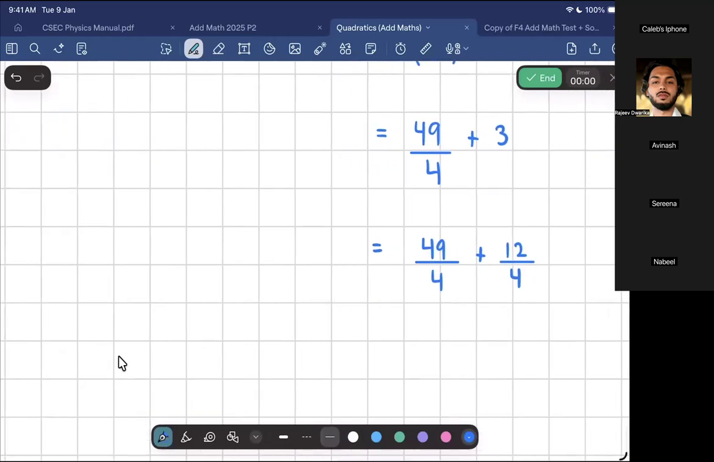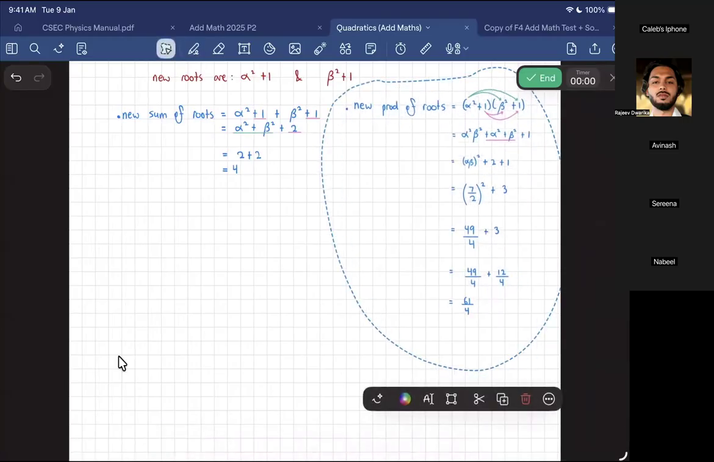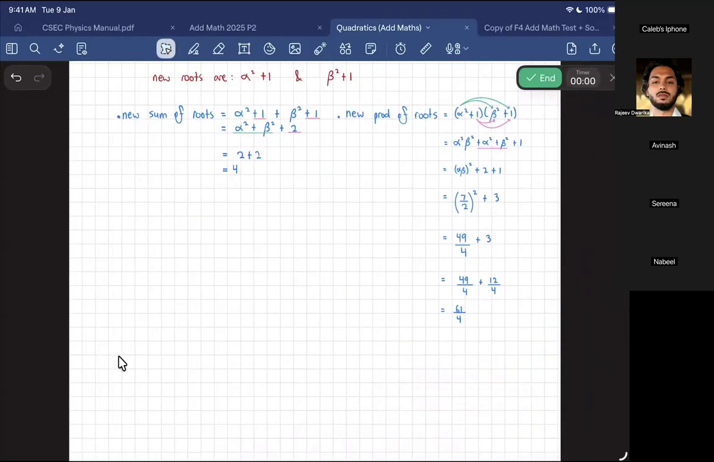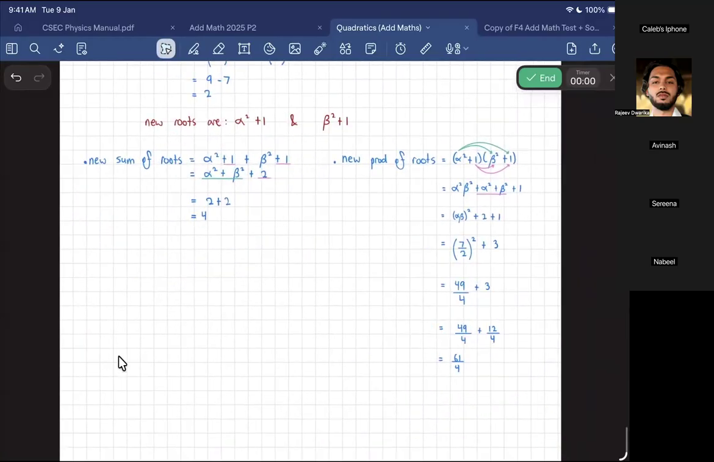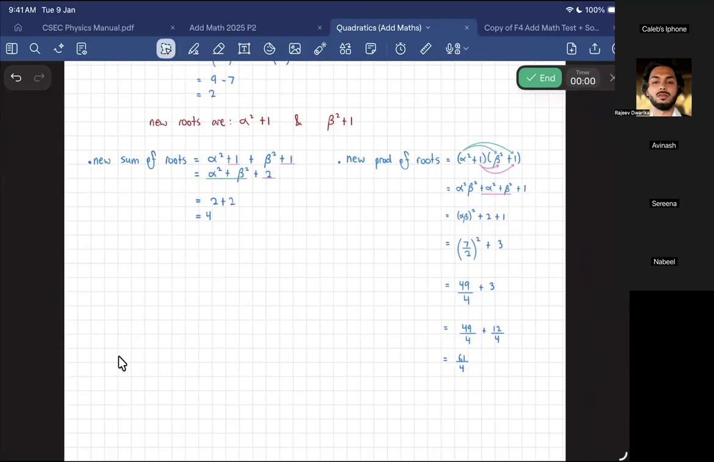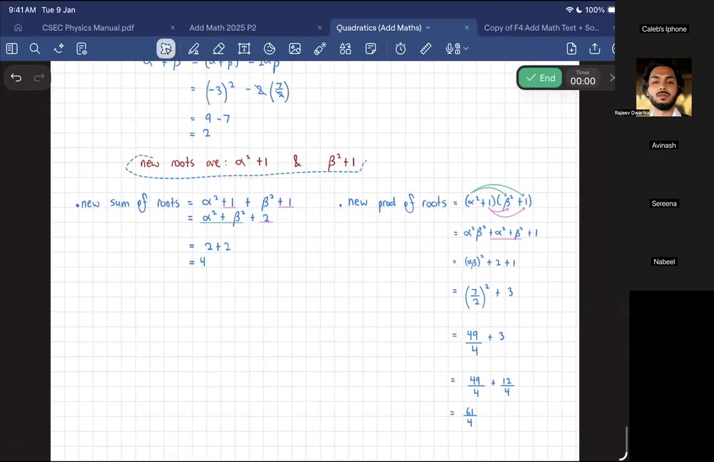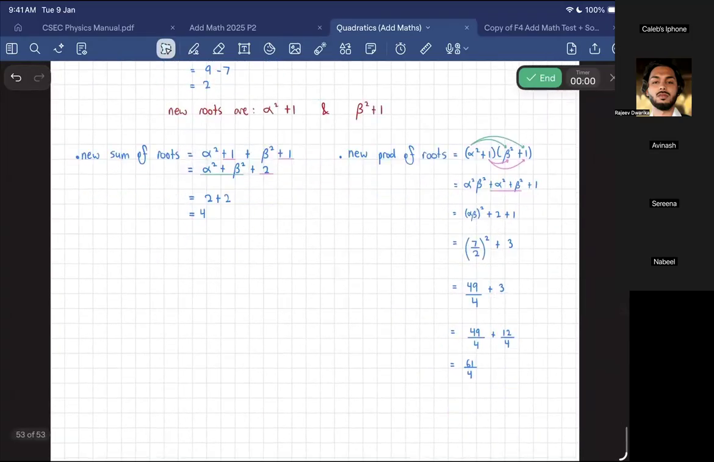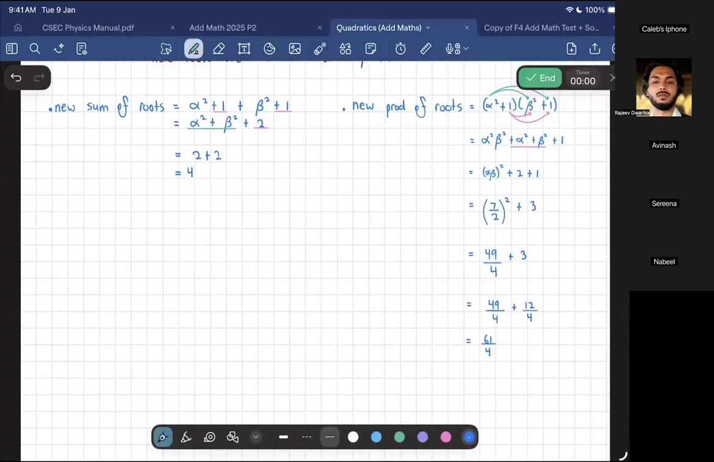Now, since I have the same denominator, I could just add. So 49 plus 12 is 61. So that's going to be 61/4. So guys, now I have my new sum and my new product of my roots. Is everybody okay with that? Or not? Caleb, are you confused or do you understand? I understand. All right. Great. So now we need to form the equation.